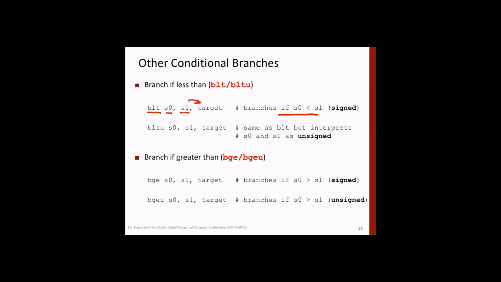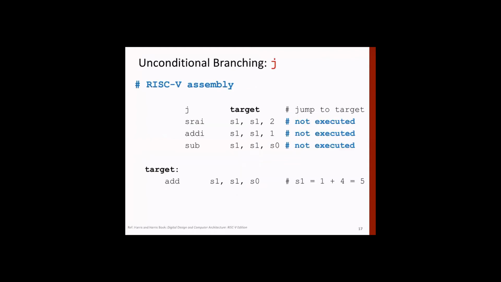And second is BLTU. Here the S0 and S1 contents are unsigned, and the semantics is the same. If S0 content is less than S1, then jump to target. All right. Similarly, greater than or equal to. If S0 is greater than or equal to S1, jump to target. And BGEU is the same thing for unsigned. All right. Simple. So now let's use these.